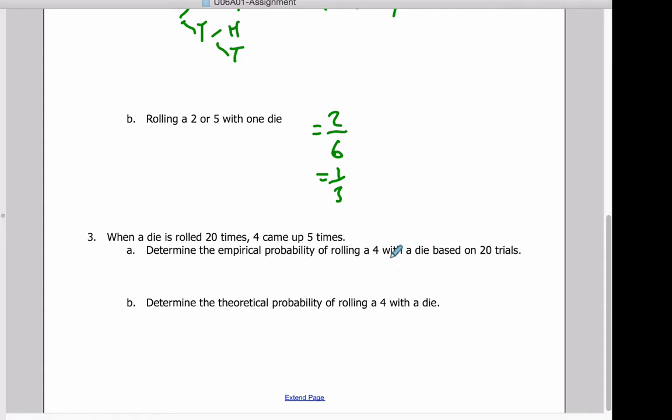For empirical probability, if you roll a die 20 times and a 4 came up 5 times, then the empirical probability, or the experimental probability, is 5 out of 20, which is 1/4. And the theoretical probability of rolling a 4 with a die would be 1 favorable outcome, which is when you roll a 4, out of 6 possible outcomes when you roll the die. So the probability is 1/6.